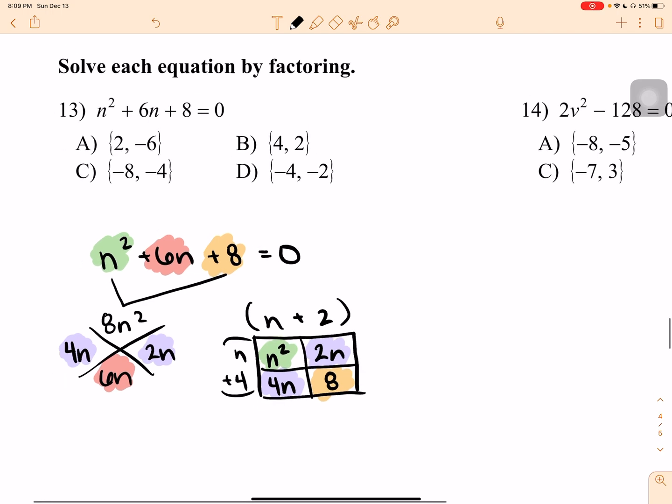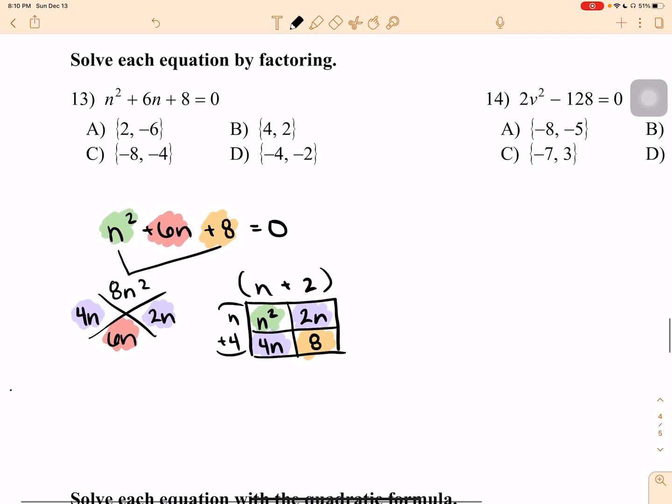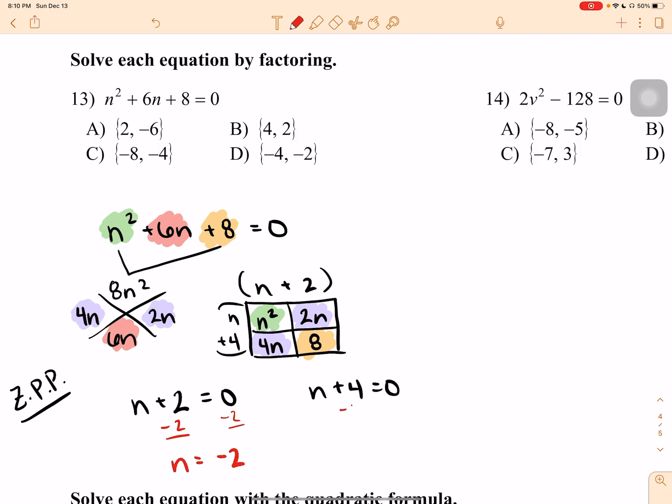So since it says solve it, you have to now take each of those and use the zero product property to solve for the x-intercept. So you set each factor equal to 0. Oops, sorry. N plus 4 equals 0. So now if I were to solve, n plus 2 equals 0, I'm going to get n equals negative 2, and n equals negative 4. So my x-intercepts would be the points negative 2 comma 0 and negative 4 comma 0. So it looks like D.